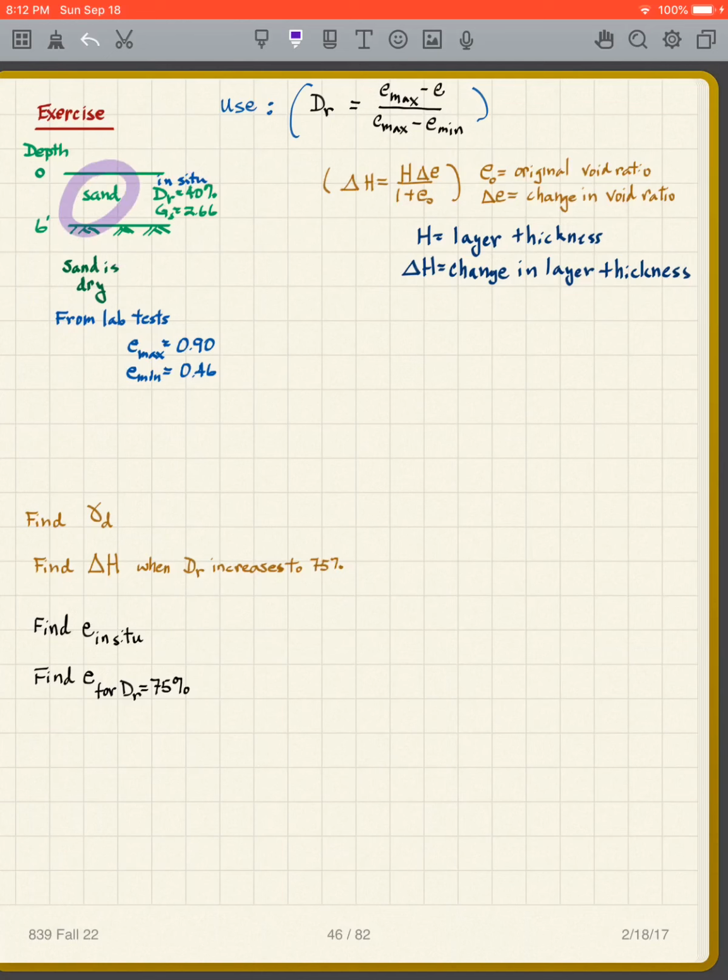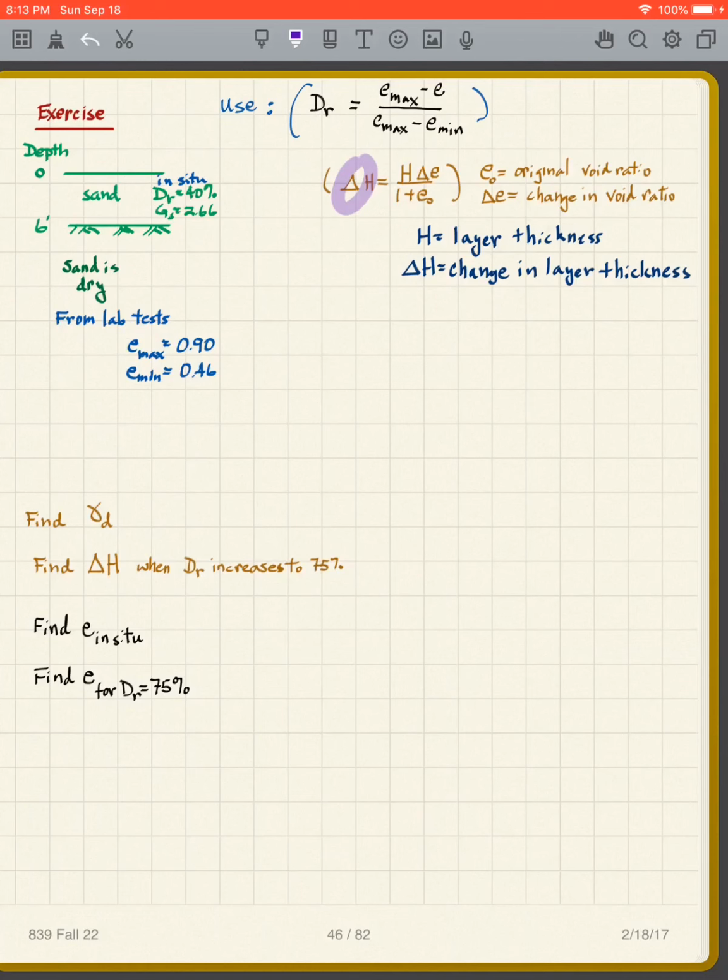Say I have a 6-foot sand layer. I'm afraid it's going to liquefy. It's got a relative density of 40%, a GS of 2.66 at 6 feet, and we're going to use our expression for relative density. From our lab test we found that E max is 0.9 and E min is 0.46. And I'm going to give you one other equation that I haven't given you before, which is delta H is equal to H delta E over 1 plus E naught.